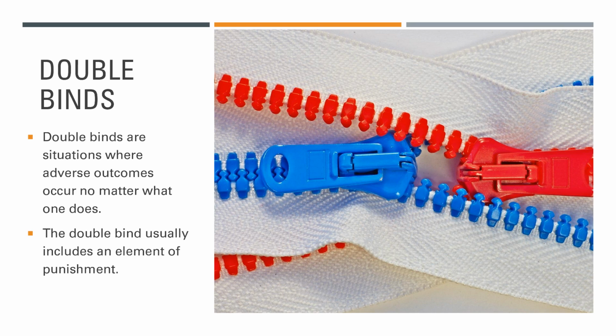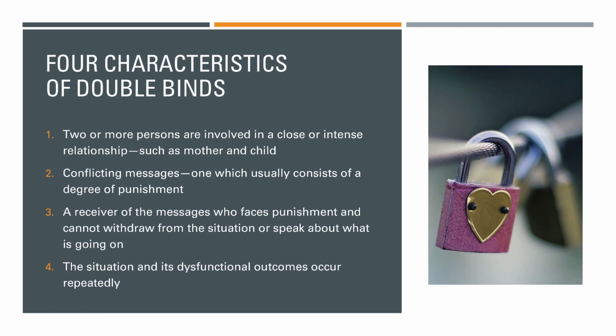Gregory Bateson, a noted anthropologist, social scientist, linguist, and cyberneticist, spent much time researching and describing the double bind and its relationship to psychological dysfunctions such as schizophrenia. His theory of the double bind includes four characteristics.